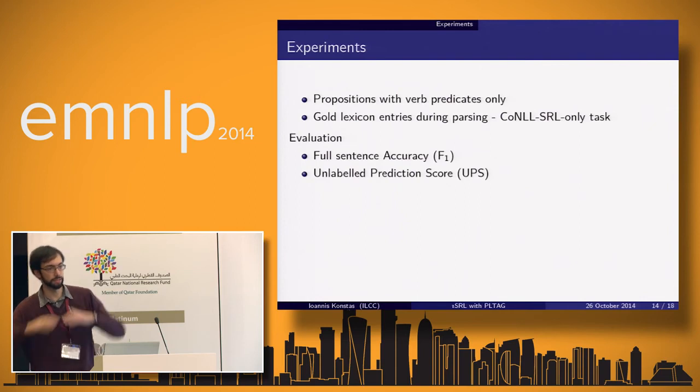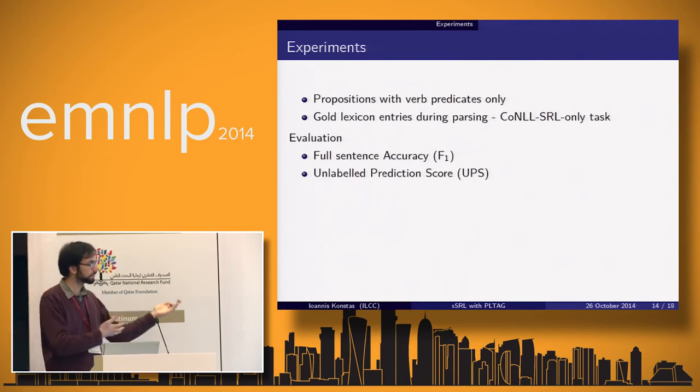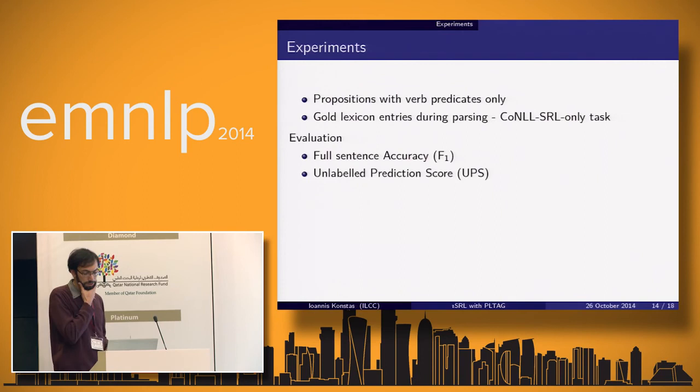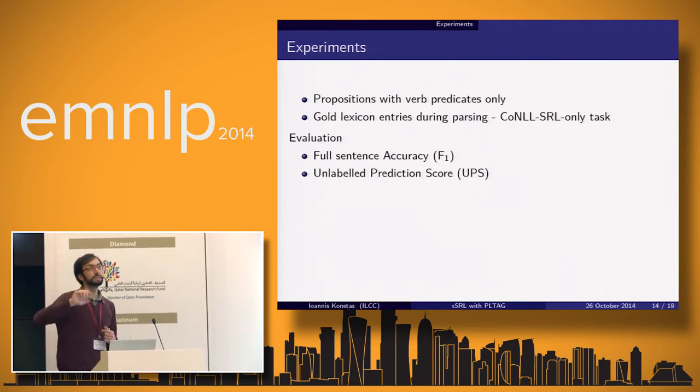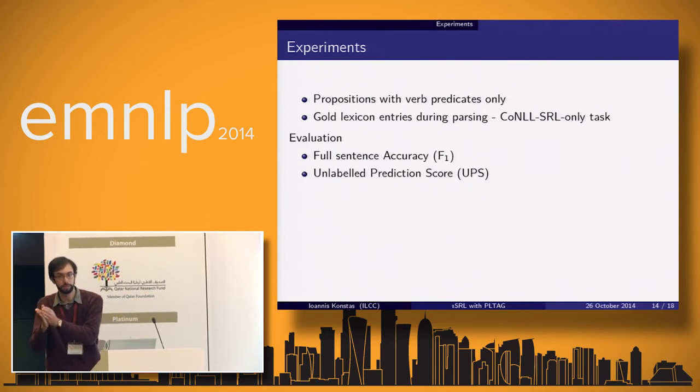Now for evaluation, we measured full sentence accuracy, which means what happens when we reach the end of the sentence. Have we done a good job? But since it's really the incremental part we would like to see if we're doing well, I will also be reporting unlabeled prediction score, which is the number of complete and incomplete triples that we predict correctly for every particular word. Essentially, this is going to be shown as a graph.